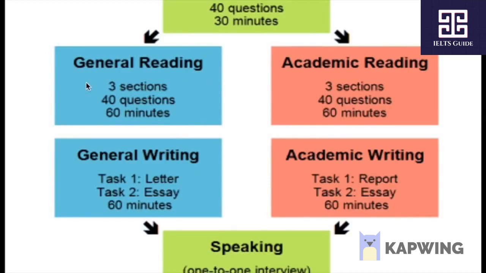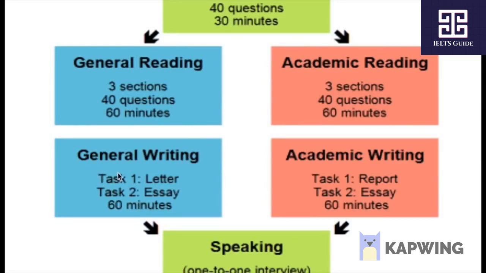So let's begin with the general reading. IELTS General would have 3 sections, oftentimes 3 to 4 sections, whereas the academic has 3 sections. The general and academic has the same number of questions, and you get the same amount of time to finish the module.